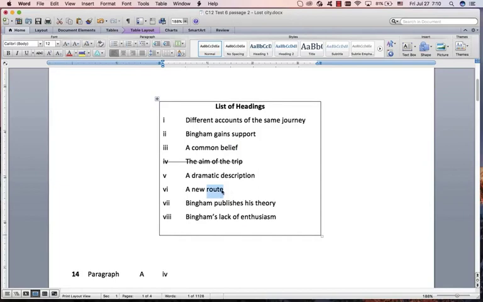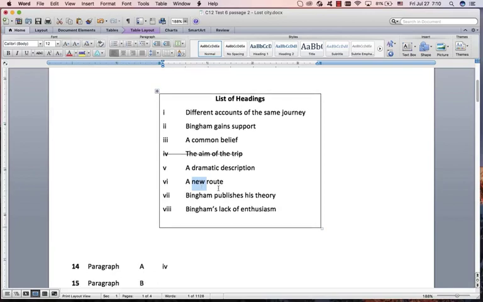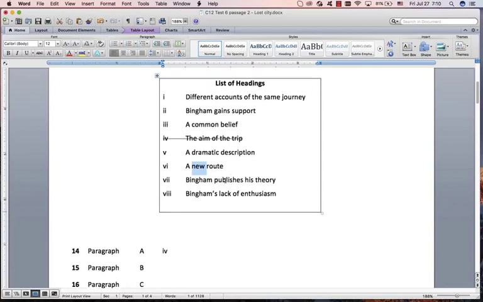This is the track, the route, the way that he went. It was a new route. The other travelers took the old route. Bingham and his team had this new track. Published the theory, something about enthusiasm. So I feel quite confident that paragraph B is number 6.